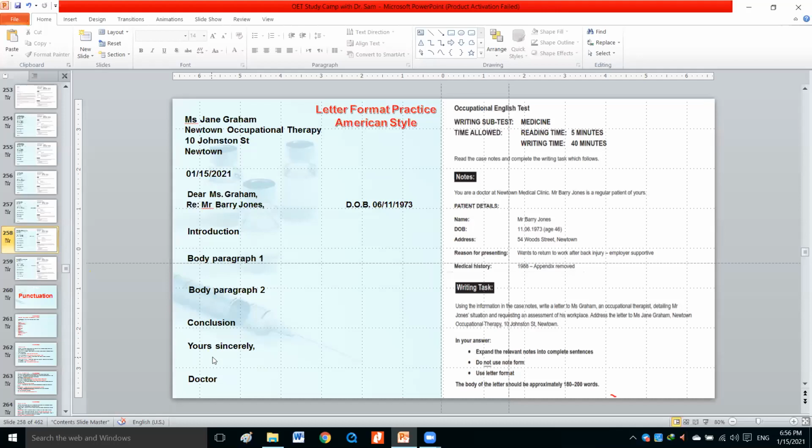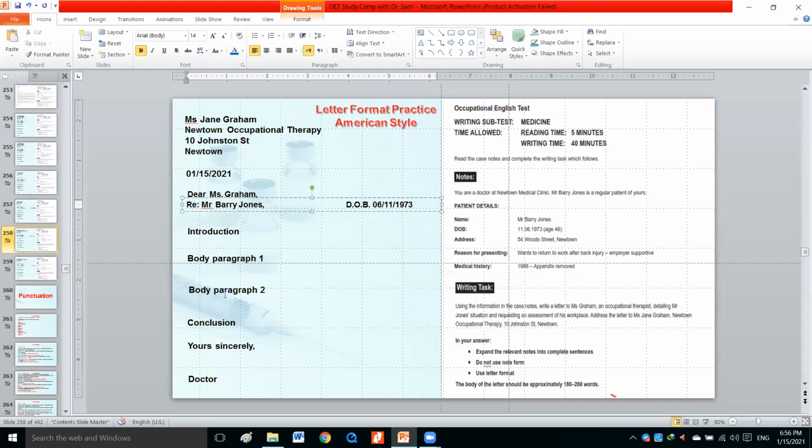After that, the introduction, and the body paragraphs 1 and 2, conclusion, and yours sincerely. It is okay, it's correct. Regarding Mr., we need to put a point after Mr. Barry Jones. That's correct. You have to put this period because with titles in American English, you have to put a period. Thank you, doctor. You're welcome.